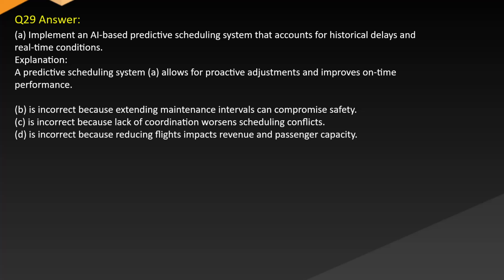Answer: A. Implement an AI-based predictive scheduling system that accounts for historical delays and real-time conditions. Explanation: A predictive scheduling system allows for proactive adjustments and improves on-time performance. B is incorrect because extending maintenance intervals can compromise safety. C is incorrect because lack of coordination worsens scheduling conflicts. D is incorrect because reducing flights impacts revenue and passenger capacity.